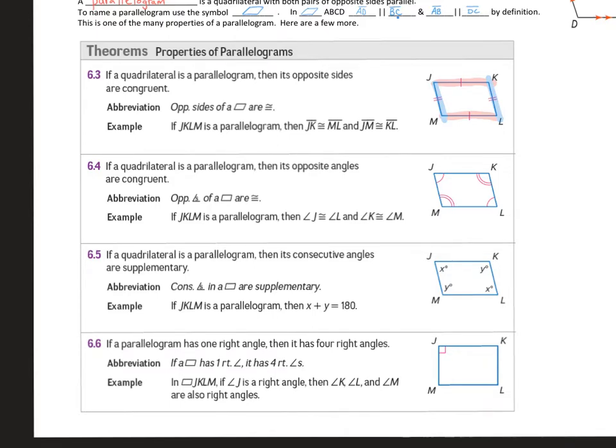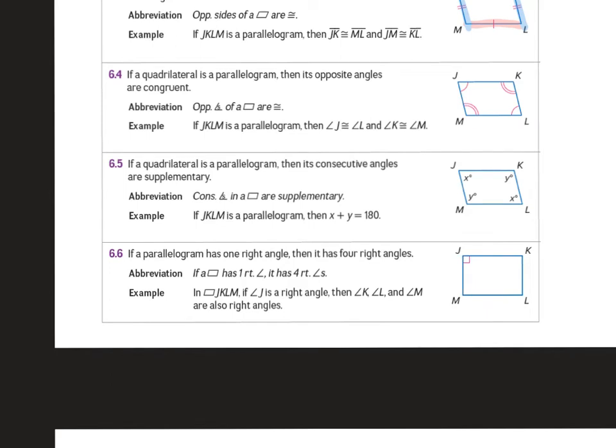If I look at theorem 6.4, it says if a quadrilateral is a parallelogram, then opposite angles are congruent. So if I look right here, angle J and angle L, they are across from one another. So that means that angle J is congruent to angle L. If I look right here, I see angle K, I see angle M. Again, these angles are opposite or across from one another, so we would say angle K is congruent to angle M.